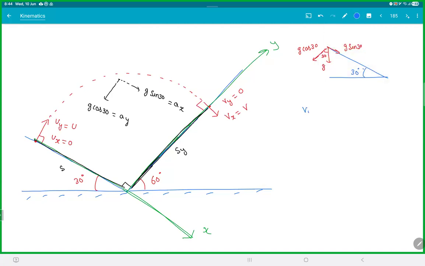Now, Vy is equal to Uy plus Ay into t. What is the final velocity Vy? 0. What is initial velocity? U. What is Ay? g cos 30. When you land there, what is the time? That is your time of flight. U is how much? 10 root 3. g cos 30 is 10 root 3 by 2. So from here, we get time of flight is equal to 2 seconds. You cannot use your regular formulas because it does not come to the same level of projection.